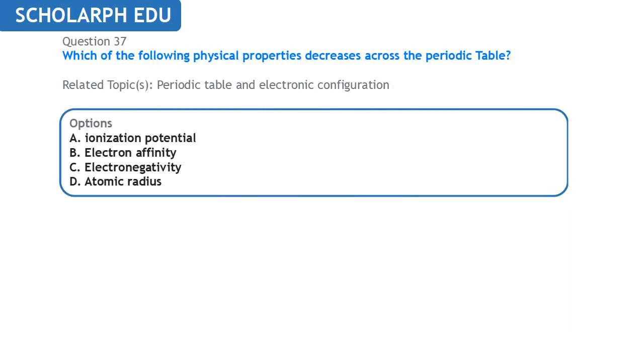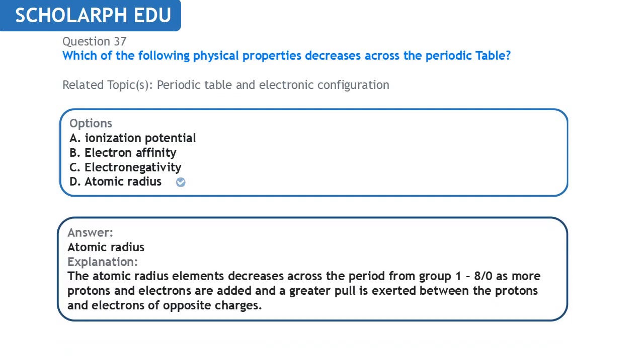Which of the following physical properties decrease across the periodic table? That is the atomic radius. As we are going across the period, from group 1 to group 2 to group 3, the number of valence electrons, meaning the number of electrons in the outermost shell, are increasing. Now, as more electrons are added, more protons are also added, meaning more electrons on the shell, more protons in the nucleus.